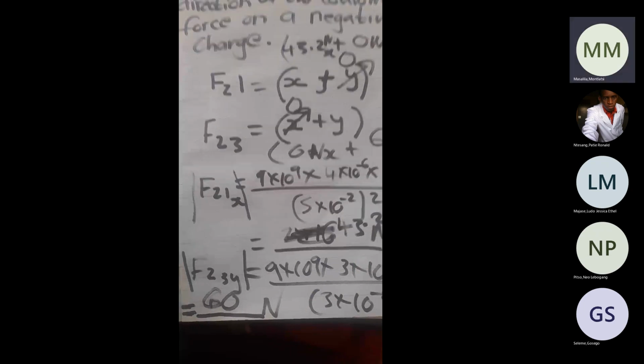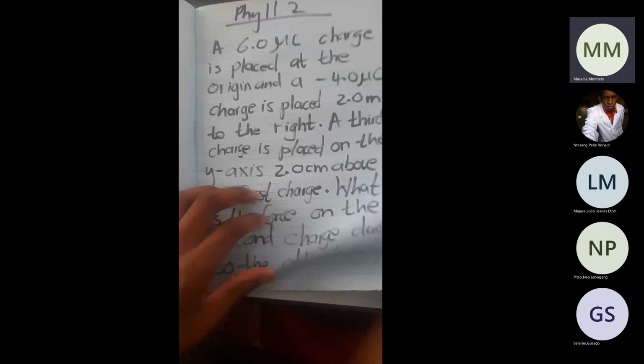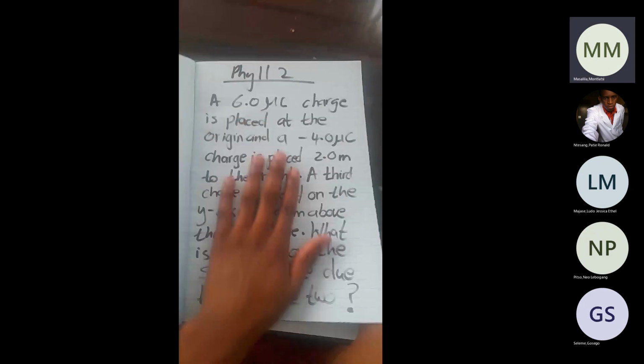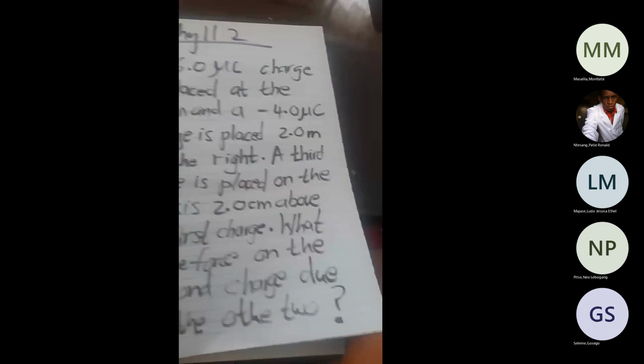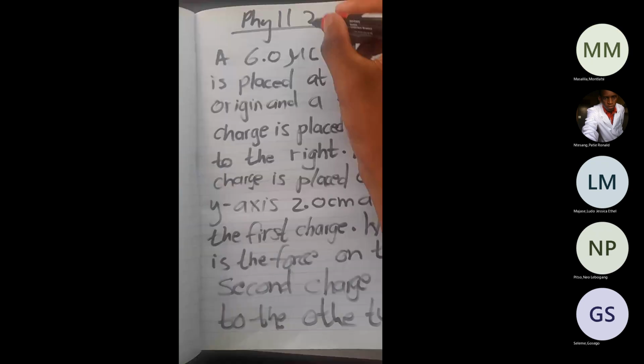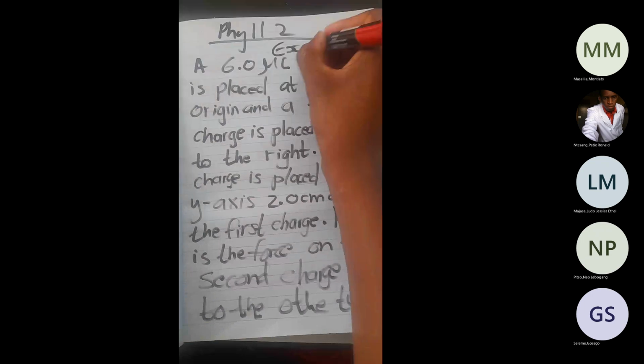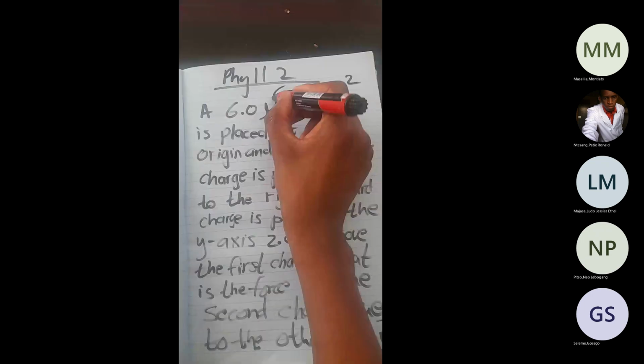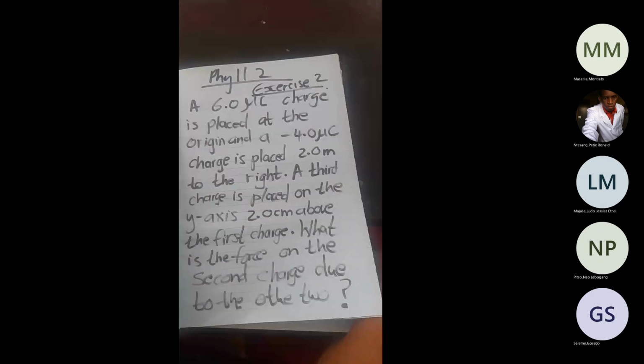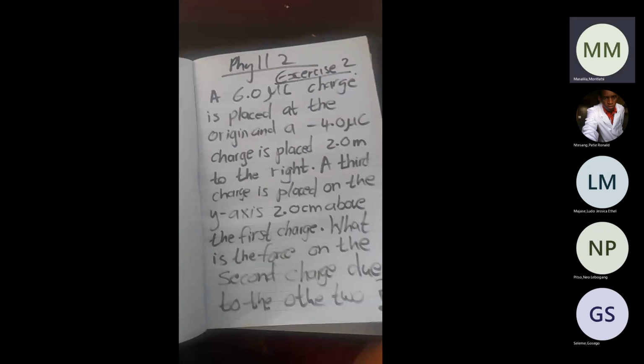Now, let us redraw these things again. This question I want you to do as exercise 2. But I'm going to address such a question here using that first guide. It was like this.